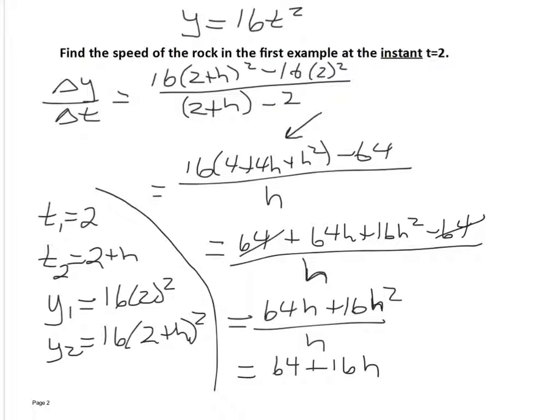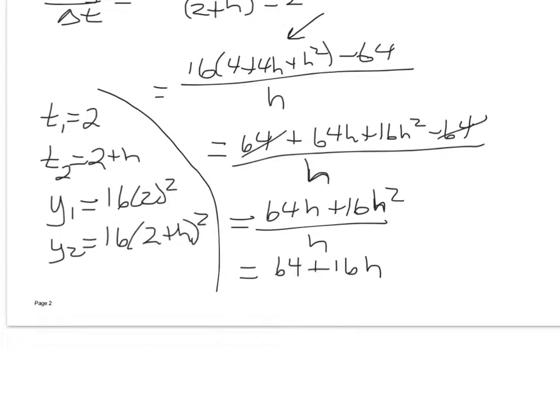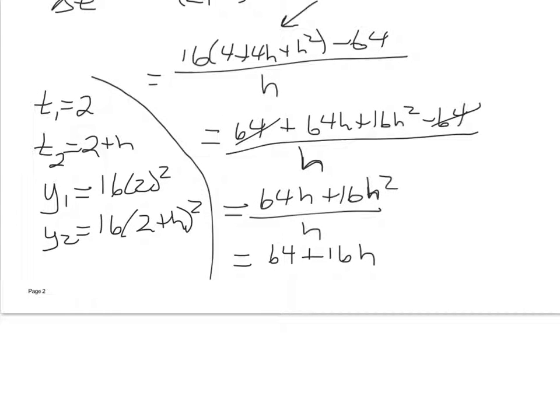So that little function, that little equation, tells us the speed of that rock at each second, milliseconds, whatever we're putting in there, after 2 seconds. All right, so if I want to say, well, what does that look like 1 second after 2 seconds? Okay, so 3 seconds, right? So if I put in H equals 1, my average speed on that little interval is going to be 64 plus 16 times 1, which is 80.